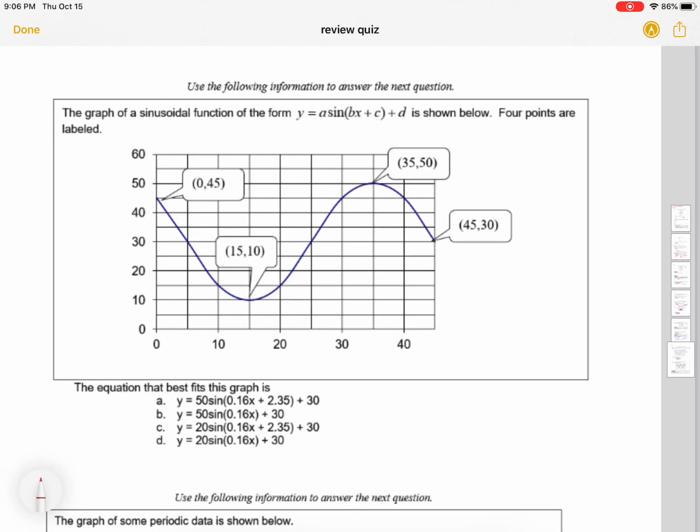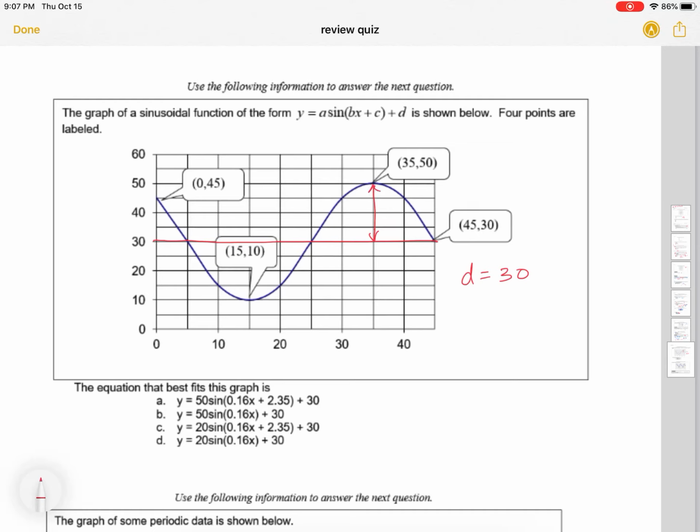The graph of a sinusoidal function of this form is shown below. 4 points are labeled. The equation that best fits this graph is as follows. Now, how I did this? Remember, we can find our amplitude and our midline. Now, our midline for all of them is actually 30. So we can't use that, right? So D equals 30. We know that. They all have that.